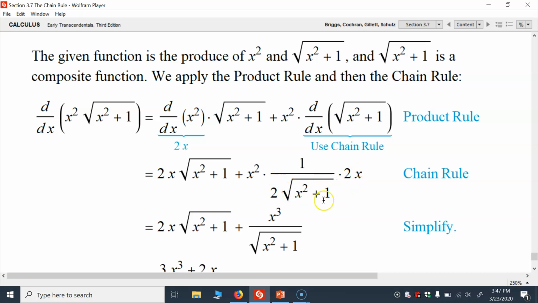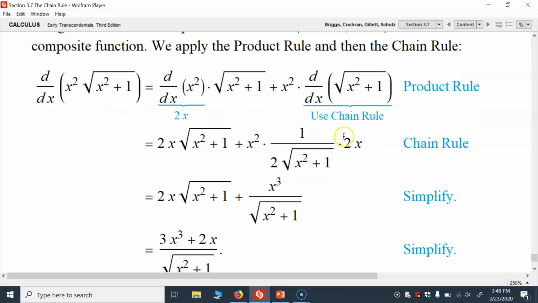But the piece I want to show you is by the chain rule. Remember, there's an inner function here, right? The outer function here is really the square root of x. The inner function is x squared plus 1. So if you see this 2x here, that's really due to the chain rule when we take the derivative of the square root of x squared plus 1. Now these 2's will cancel, and x times x squared is x cubed on this term.